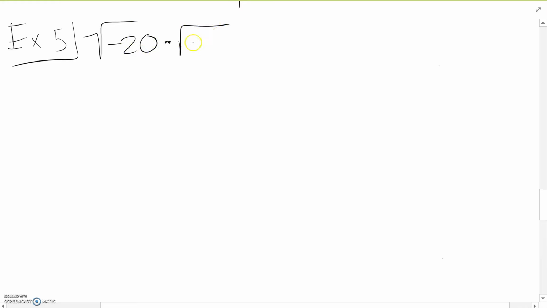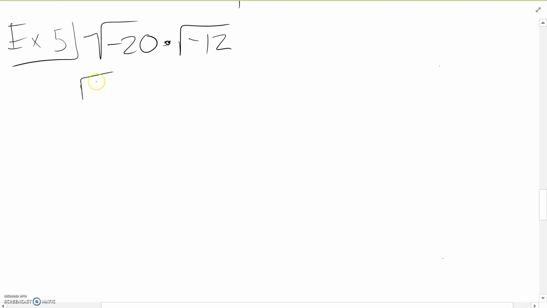Okay. Example 5. Example 5 is the square root of -20 times the square root of -12. These are the hardest ones for students, in my opinion. I think that people have a really hard time with these in general. What I'm going to do is break it down part by part. And just remember that everything's being multiplied.